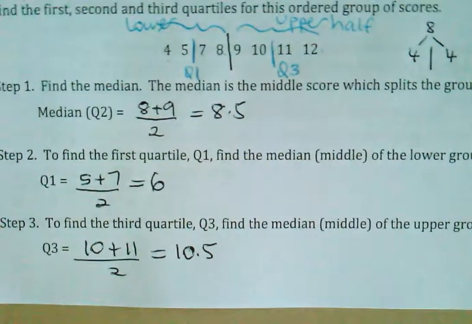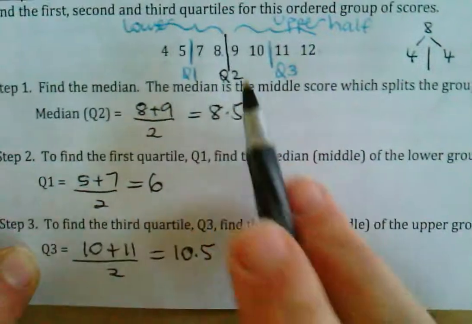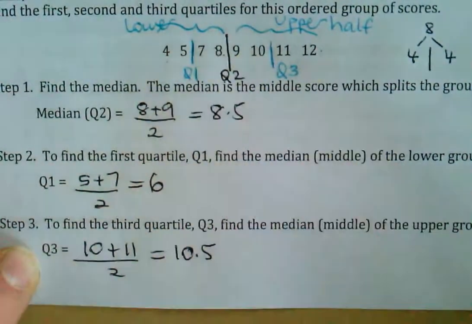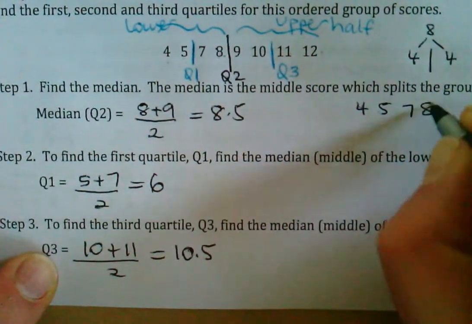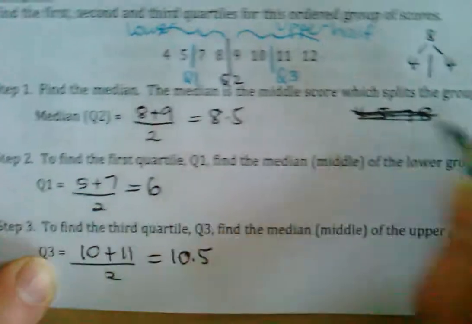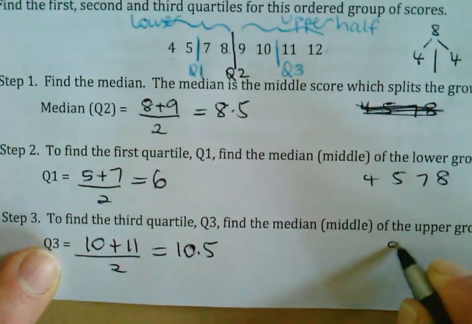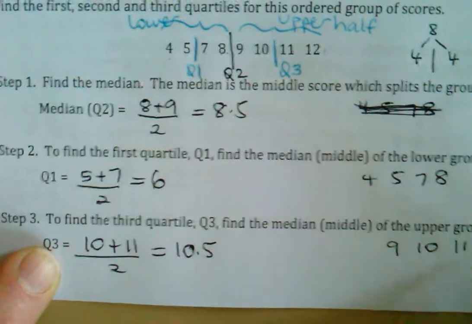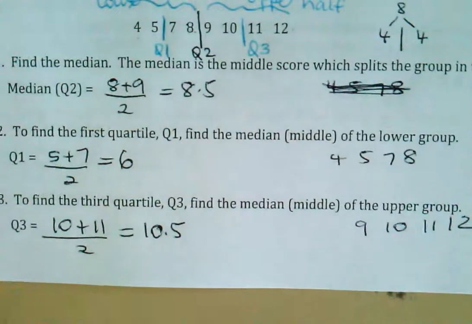An even number of scores is the easiest type. There's Q2, or my median. 4 scores in the bottom half, 4 scores in the top half. If you want, you can write those 4 scores here. They're my lower scores. That's my lower group, and my upper group was 9, 10, 11, 12, if you wanted to rewrite the scores out. So even scores, pretty easy to do.